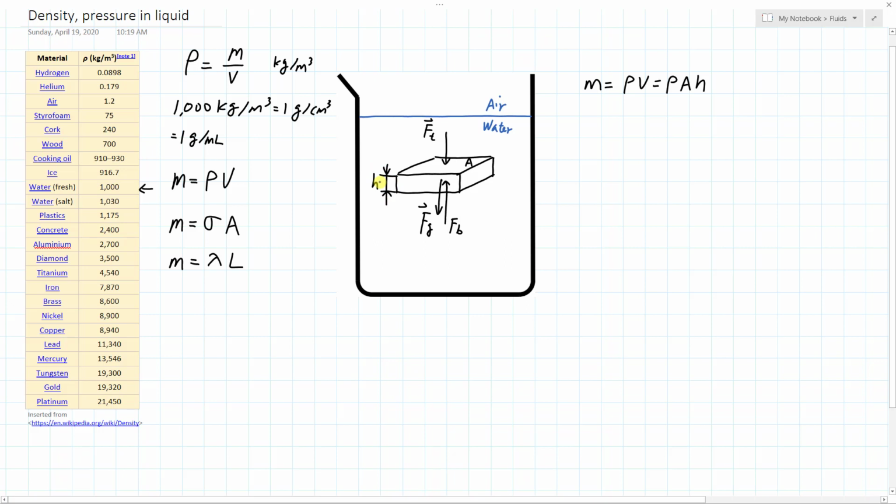Alright, we have height h. So that's our mass. And then according to Newton's second law, with static equilibrium, upward forces and downward forces are balancing each other. So we have upward force Fb minus downward force Ft minus downward force F gravity equals 0.